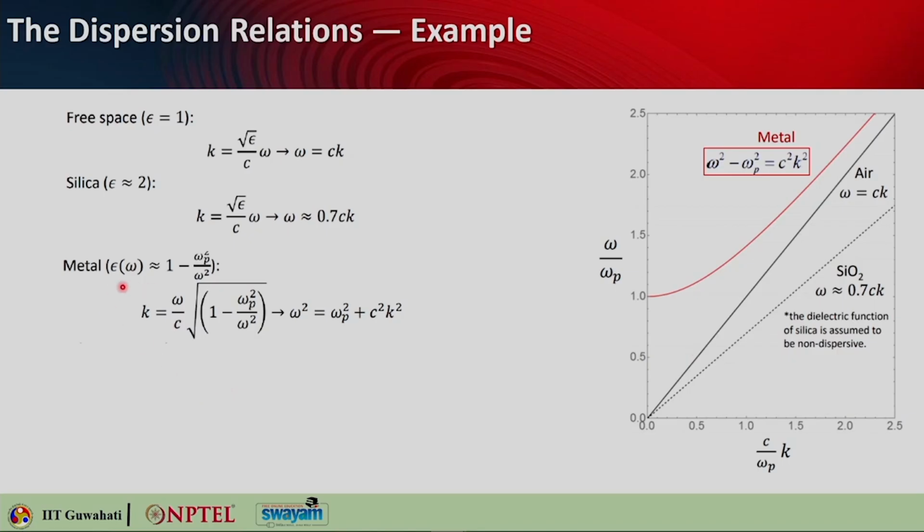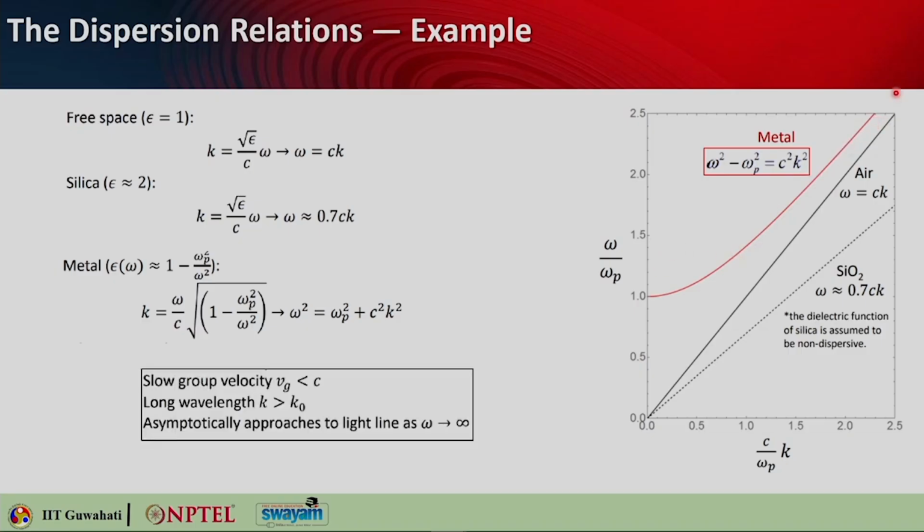And in the case of metal, you can consider this one, where epsilon of omega is 1 minus omega p square by omega square. If you put this value here, you take square on both sides, and you will find omega square equals omega p square plus c square k square. So this is the dispersion relation in metal. This is how the wave propagation has to satisfy this condition that you have seen before, that omega has to be greater than omega p for the wave to be able to propagate.